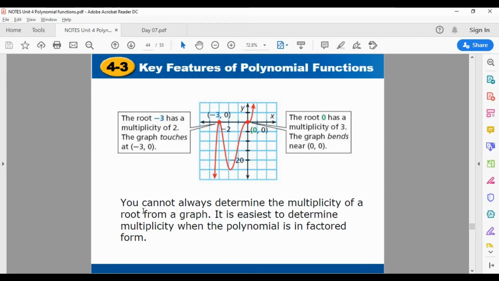This statement here: you cannot always determine the multiplicity of a root from a graph. First thing, you can tell where one root is going to lie. So I see -3, I can use synthetic division, I can work backwards. If the root is -3, that means the binomial is x plus 3. I can factor that out, and then I can graph, and I'll show a case of this in a minute, and I'll use this problem to show how you can work backwards and find your multiplicity.